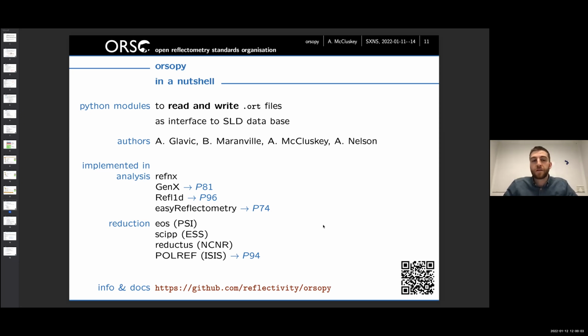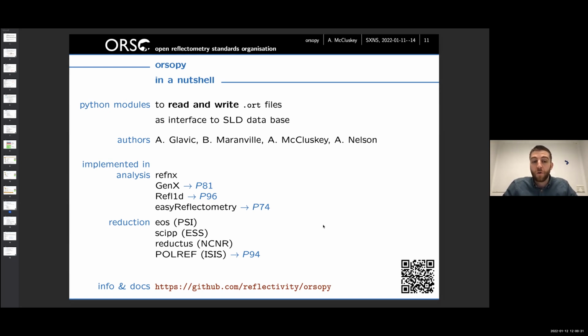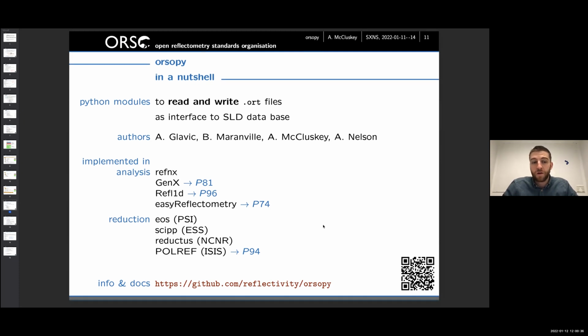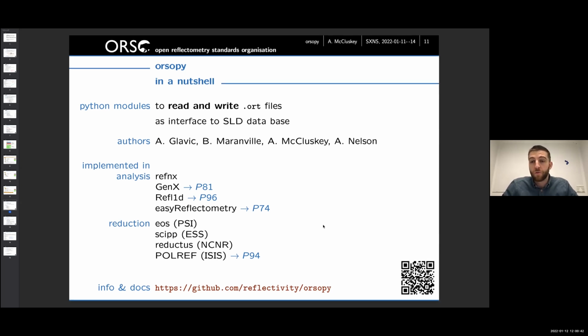But it's also linked into the Orso SLD database that, if you're interested in, you can go and ask Artur Glavik about at one of the coffee breaks. So this Python package has been put together by Artur and Brian Moranville from NIST, Artur from PSI, Andrew Nelson from ANSTO, and myself. And it's already being used in a variety of different analysis packages and reduction software. So if you were to collect data at PSI or NCNR or the PORIF instrument at ISIS, you would receive a file that is adherent to this Orso standard that Joachim's outlined, and the file is actually written using the OrsoPy package.